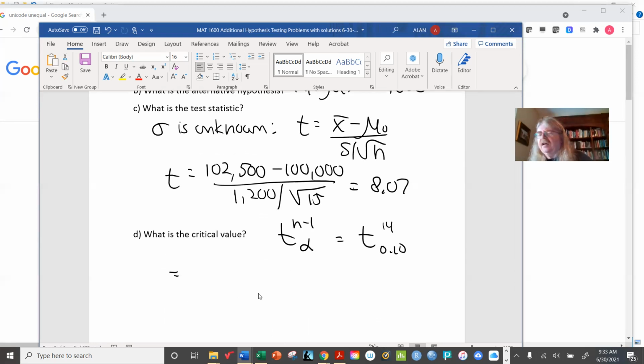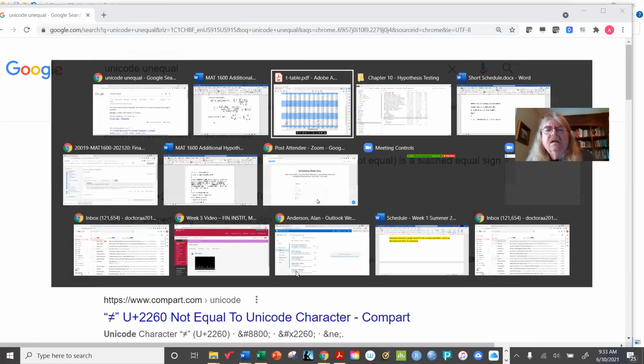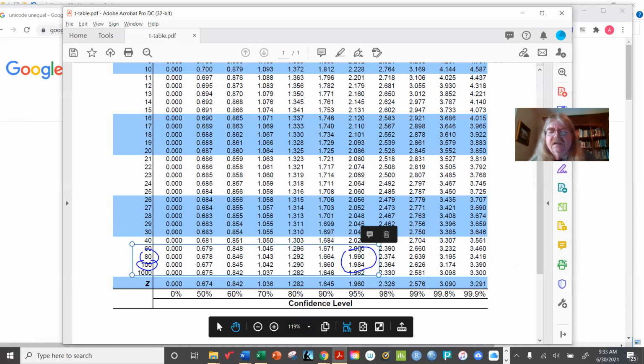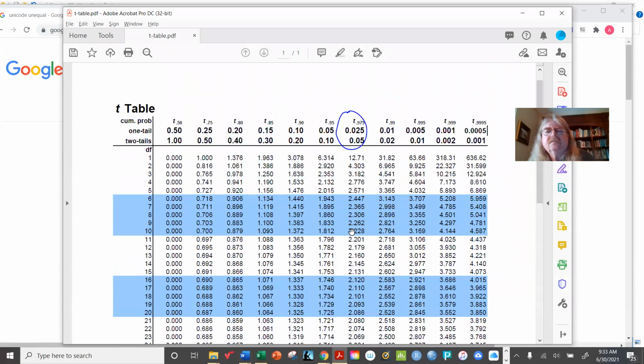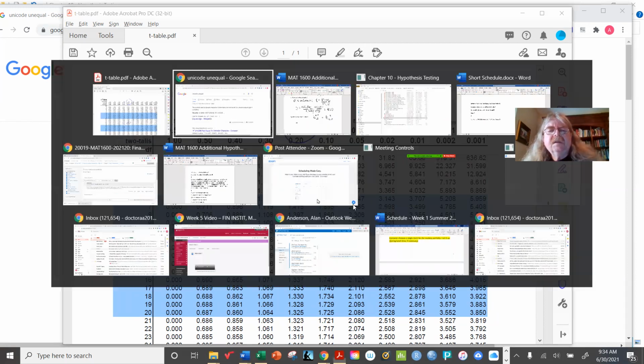But we can also look it up in our calculator. So let's go look at the table for a minute. 10% is all entirely in the right tail. So we're looking at this one. We go down to 14. Oh, it's right here. 1.345. Okay. All right. So we'll throw that in here.